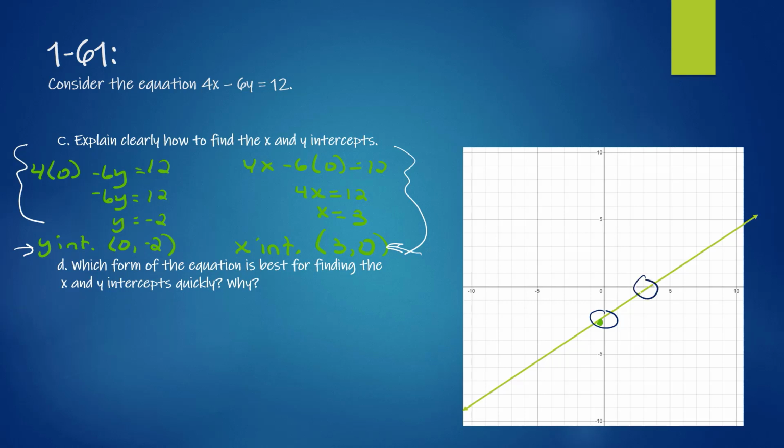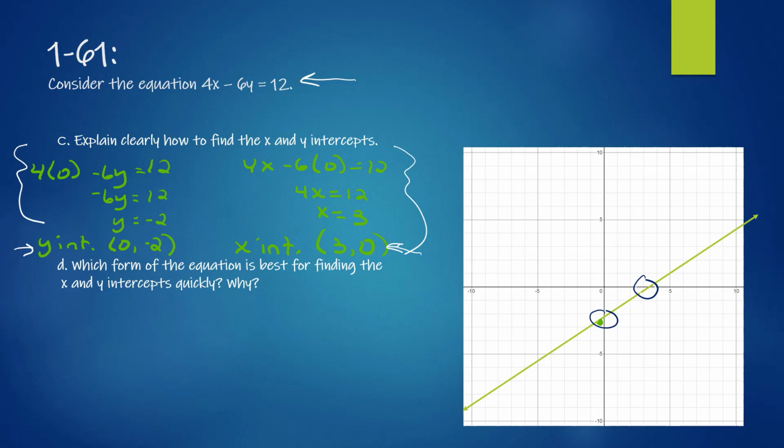Okay. Which form of the equation is best for finding the x and y intercepts quickly? I truly believe that, especially in the large equations, this standard form is the easiest, because then all you have to do is graph 2 points and draw your line. Now, that is not always the equation you're given.